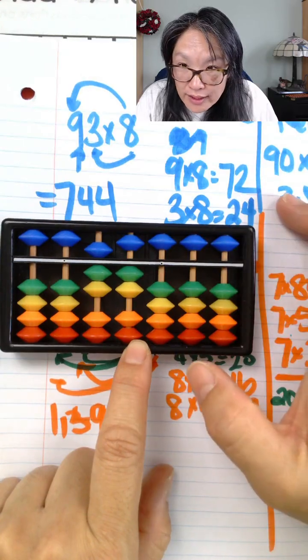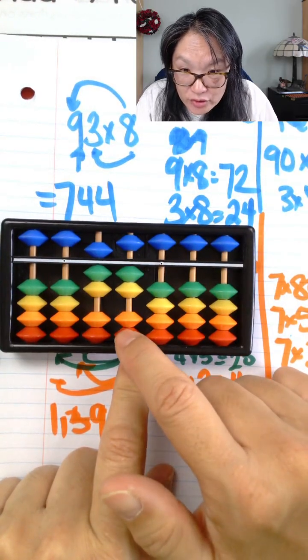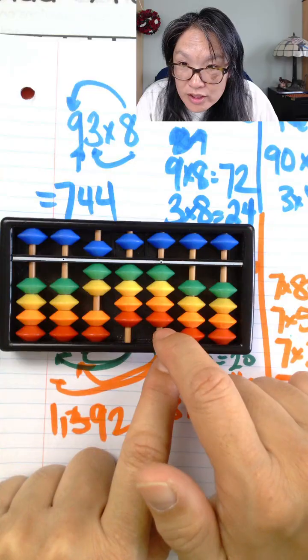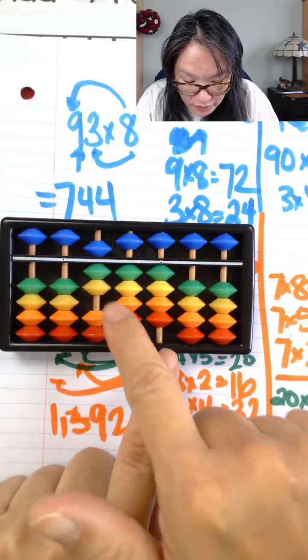24, right? Add the 2. Can you add the 2? Thank you, Tammy. Add the 2. Can you add the 4? Yes, add the 4. What is your answer? Your final answer is 744.